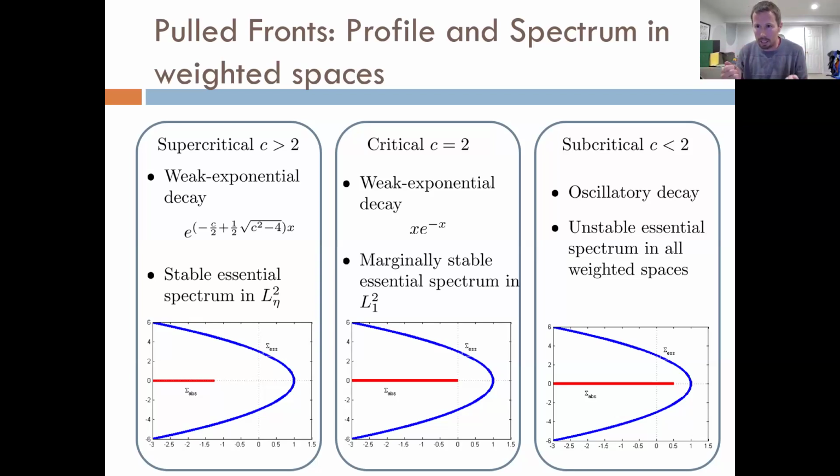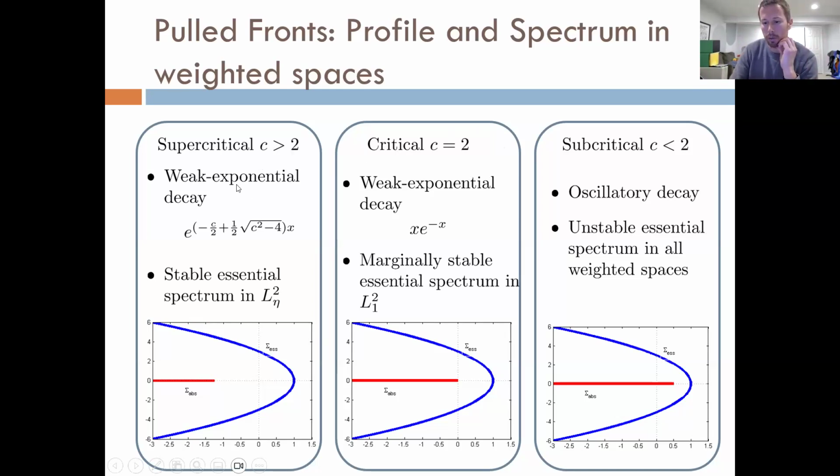So what that means is that you need some way to measure the size of your allowable perturbations as a function of the distance from the front interface, okay? And so typically what you do is you look at this in exponentially weighted spaces, okay? So when you look at it in exponentially weighted spaces, I'm going to focus on these two cases here: the critical case where c is equal to 2, and the supercritical case where c is faster than 2.